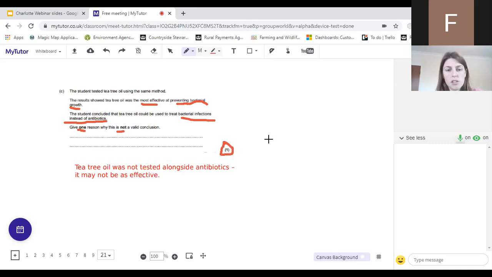So this is a quick, simple answer. So tea tree oil was not tested alongside antibiotics. So although we know that tea tree oil is the best of those oils at preventing growth of bacteria, we don't know how it performs alongside antibiotics. And the chances are that antibiotics are probably going to be more effective for bacteria.